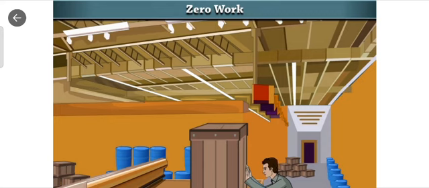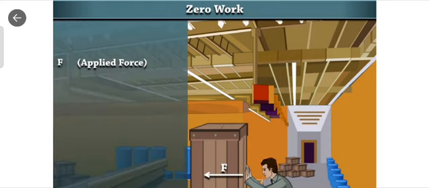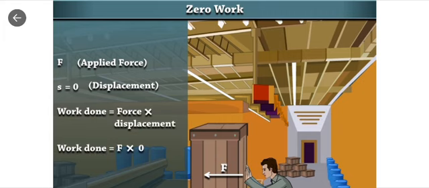Here, the boy is trying to push the heavy box. Though he applied force on the box, the box didn't get displaced from its position. As the applied force could not produce any displacement in the object, the work done is zero.